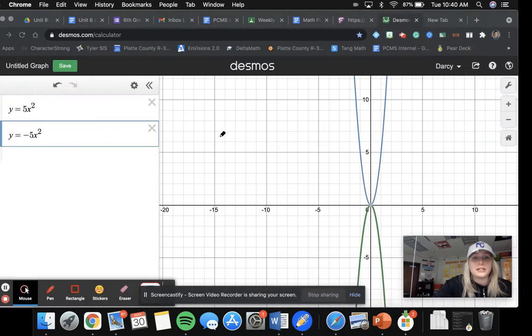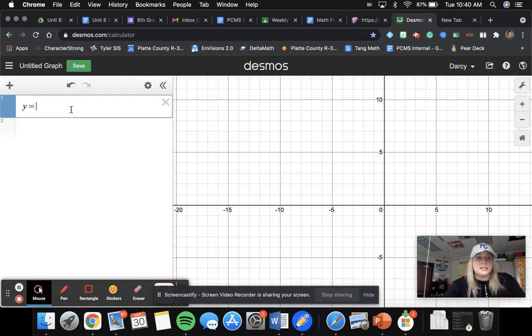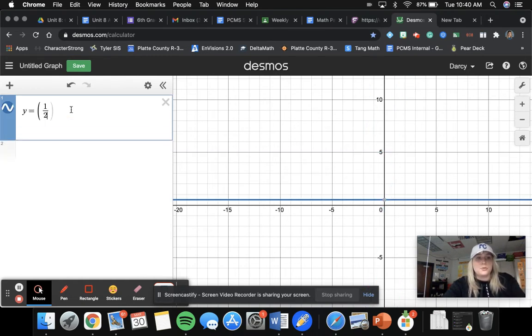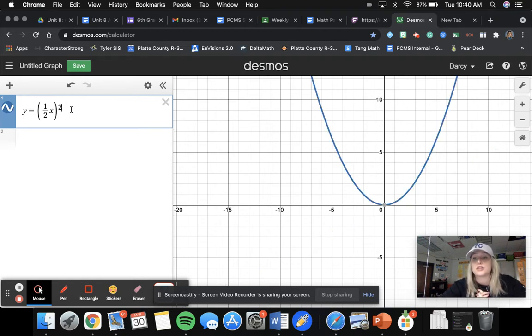So we are going to sketch and label the graphs like we did before. We're going to go to Desmos or our graphing calculator, and the way I'm going to type this is a little bit different. I'm going to use parentheses. I'm going to do 1/2, get out of the fraction, x. I'm going to finish my parentheses, and now I'm going to put a square.